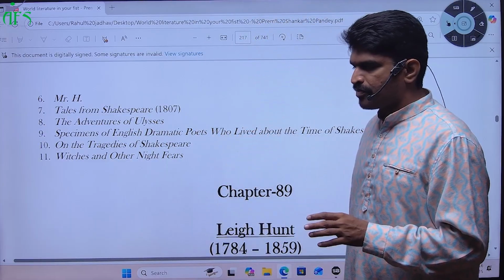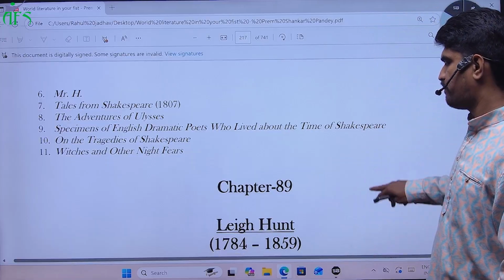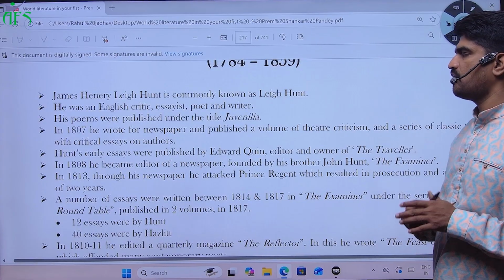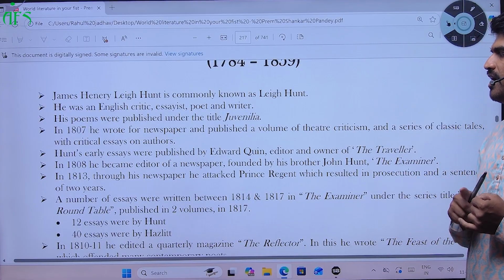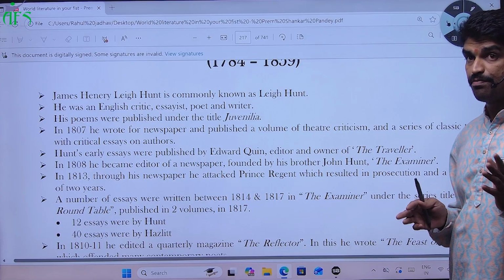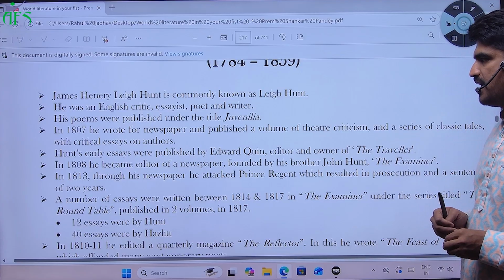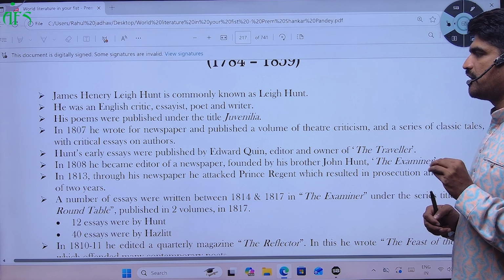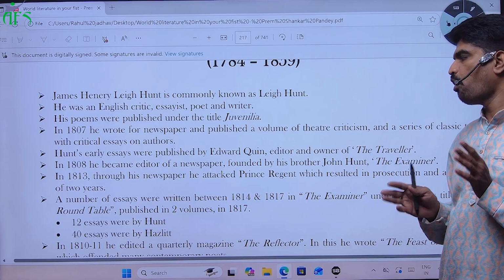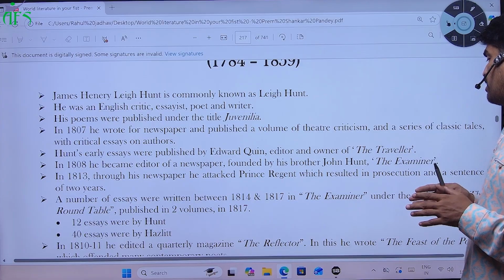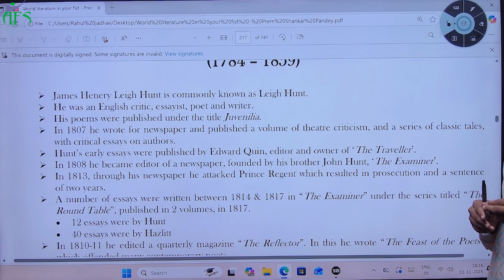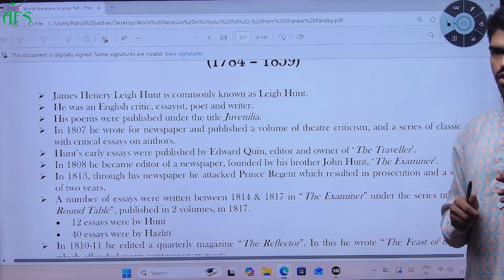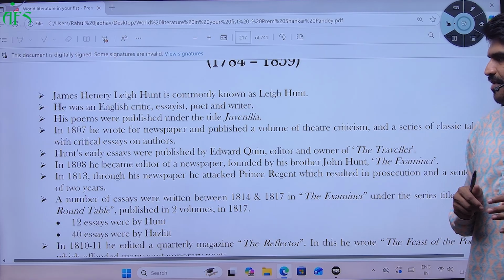Fine. So after Charles Lamb, we have again one of the important characters, Leigh Hunt. James Henry Leigh Hunt is commonly known as Leigh Hunt. He was an English critic, essayist, poet, and writer. His poems were published under the title Juvenilia. In 1807, he wrote for a newspaper and published a volume of theatre criticism and a series of classic tales with critical essays on authors. So he is a core part could be seen as a critic only.